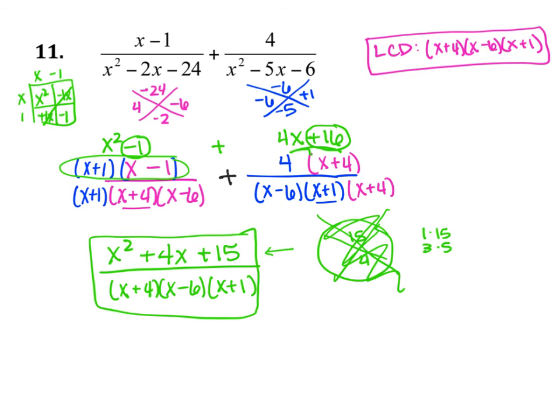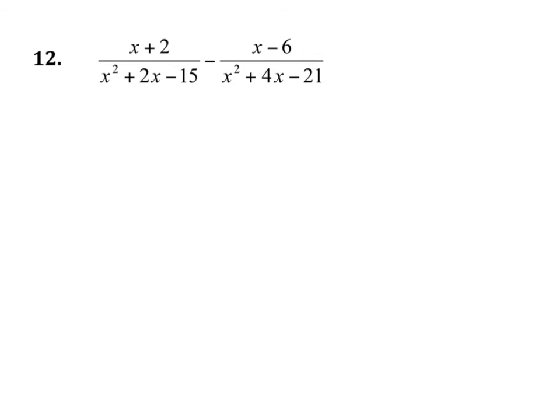What about number 12? First thing that jumps out to me, put in my invisible parentheses. Ooh, another thing that jumps out to me is I need to change subtracting to adding the opposite. And I'm taking the opposite of the whole numerator. So this becomes a negative x and a positive 6.